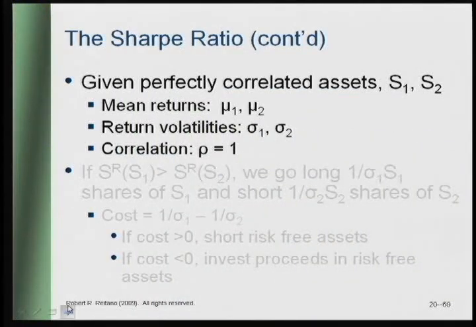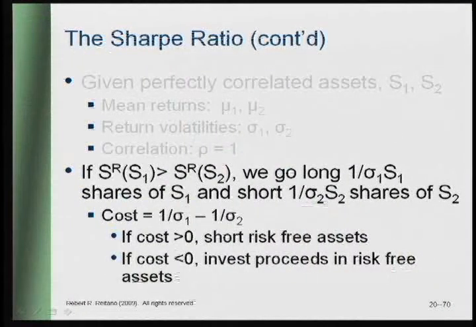Let's see why. Imagine that we have two perfectly correlated assets, S1 and S2. They have means mu1, mu2, vols sigma 1, sigma 2, and they have a perfect correlation, rho is 1. So again, note that we're not saying the means are the same or the variance is the same. So imagine that asset 1 has a bigger Sharpe ratio. What we're going to do is create an arbitrage. Namely, we're going to create a portfolio that costs us nothing at time 0 but gives us a profit.